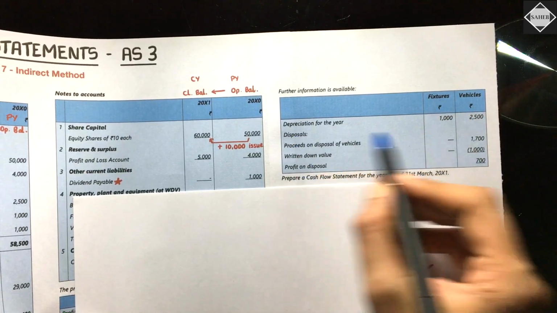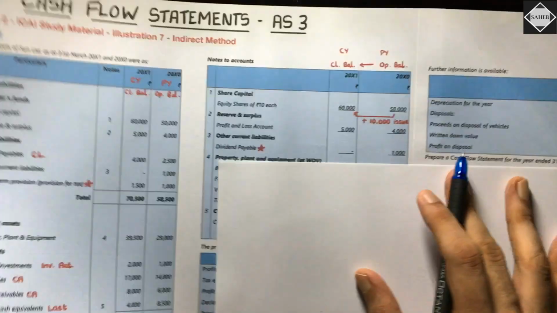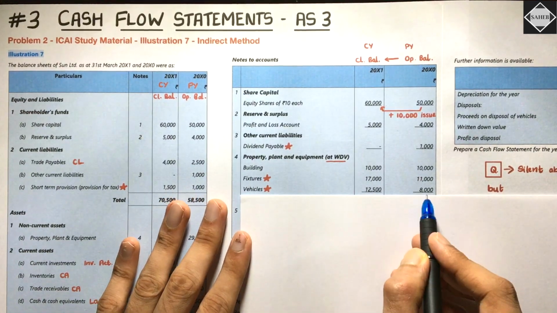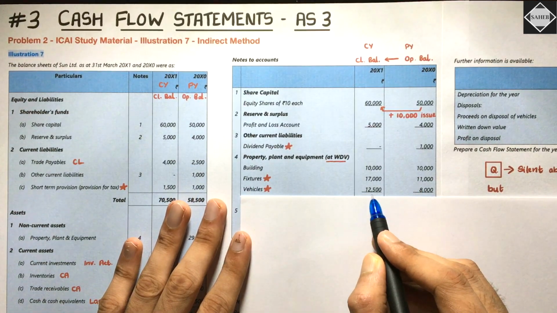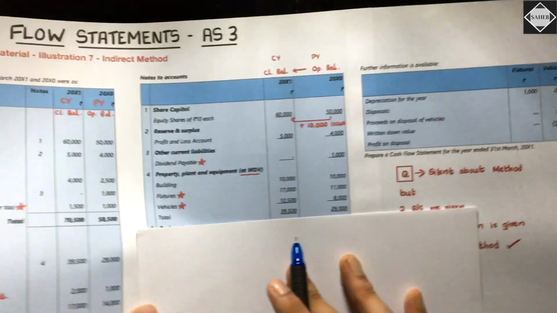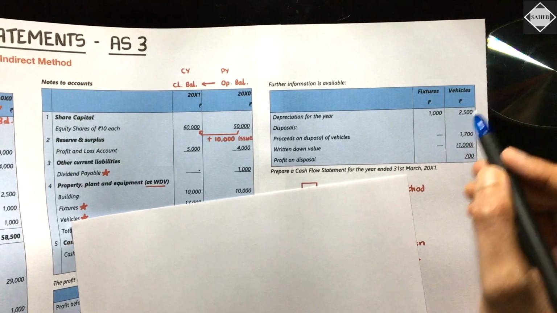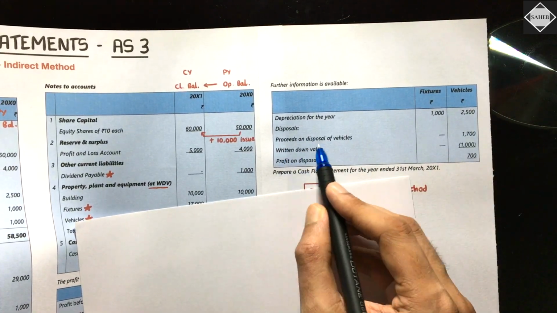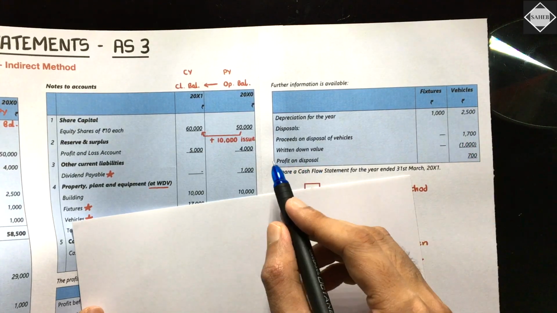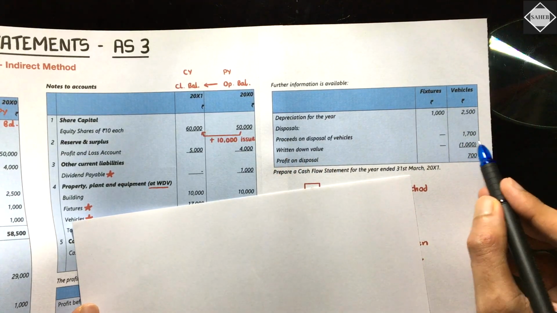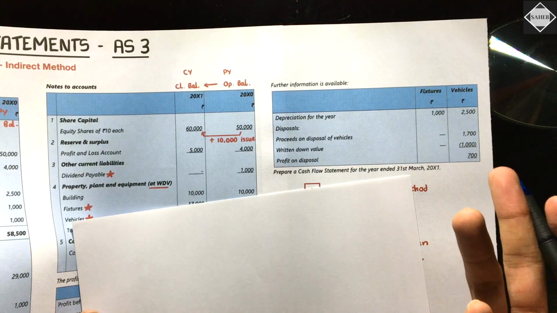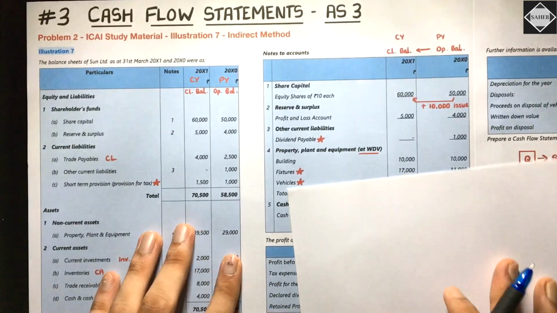For fixtures they are saying depreciation is this much. For vehicles, we have vehicles also. Opening balance is 8,000 and closing balance is 12,500. So for this also there are adjustments. They are saying vehicles, depreciation for the year, proceeds on disposal of vehicles. We have sold a vehicle and realized this much, and then they have given the written down value of the sold vehicle, 1,000, and then profit on disposal is there. So definitely we have to open the ledger account for that. We will now just star mark it.